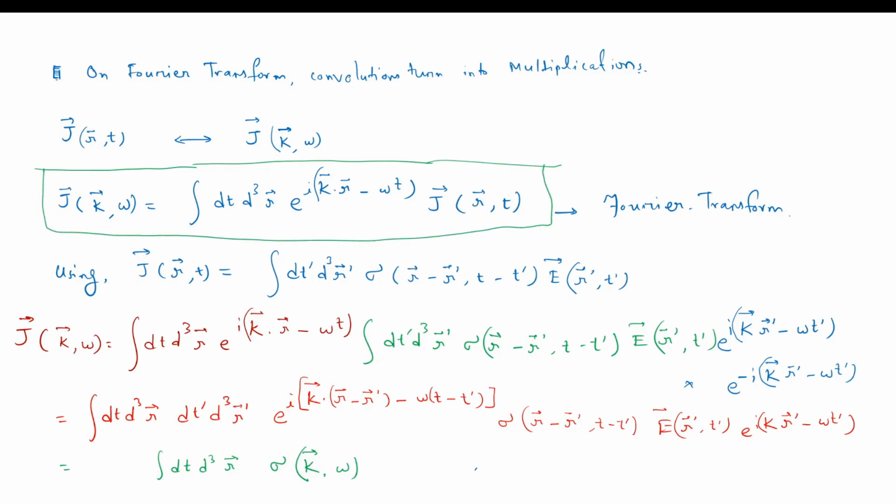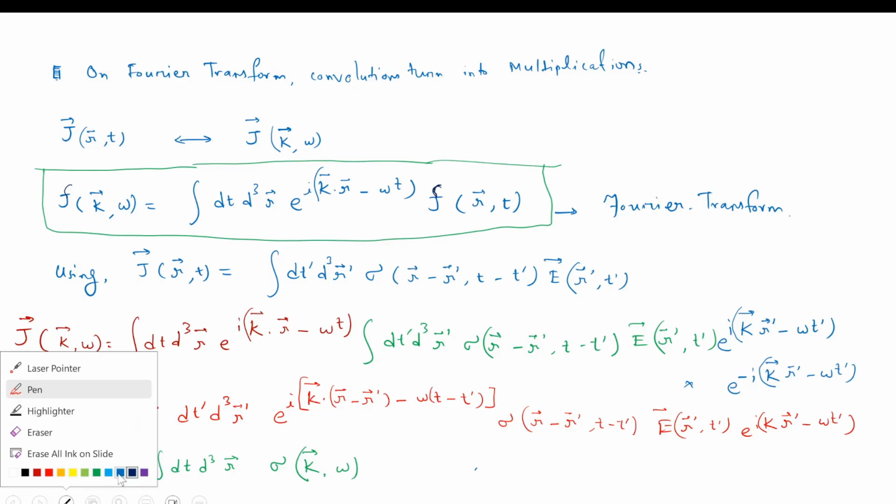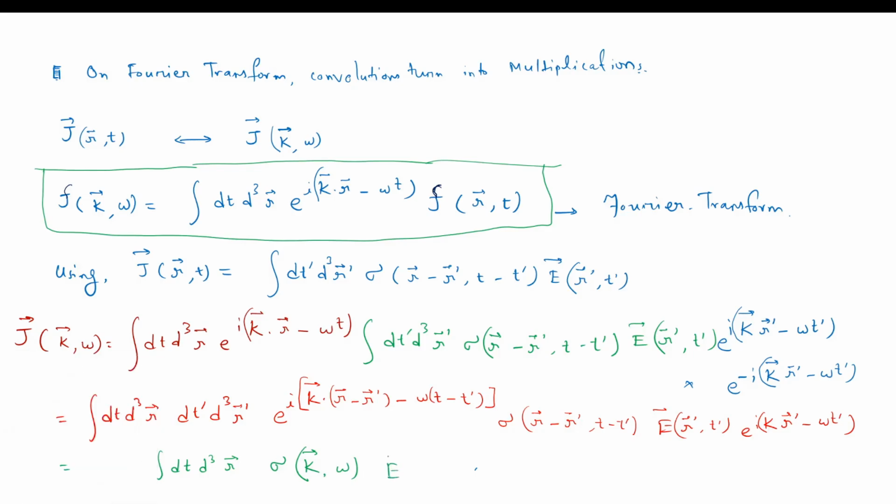In general, it may not be a vector function. We can just write it as some function f. This is also some function f. So here f(k, omega) is the Fourier transform of f(r, t), and this can be a vector function as well, or any other function you can consider. So using this Fourier transform formula, what we have changed here, similarly we can change this as well: k omega, e to the power i k dot r' minus omega t'.